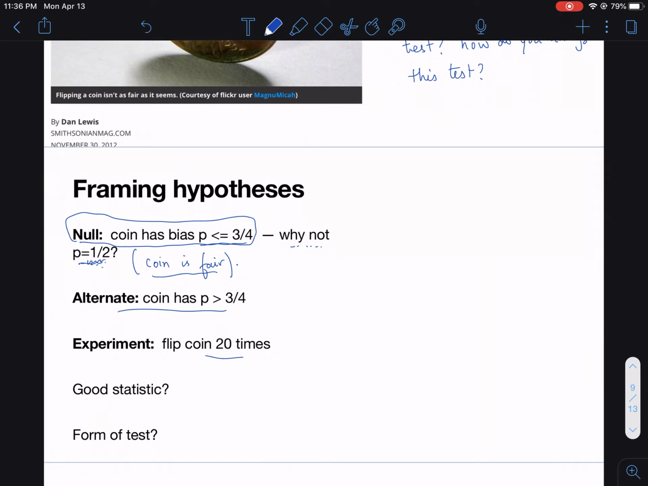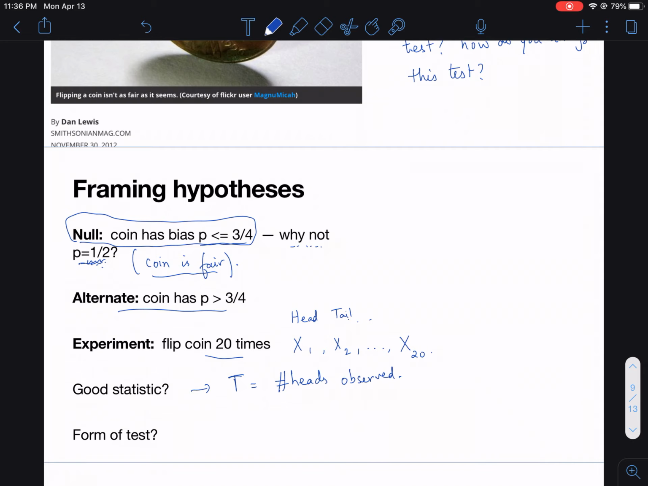What is a good statistic? If you toss a coin 20 times, you will see outcomes x1, x2 up to x20. These are heads or tails; you could call them 1 or 0 if you want. And what is a good statistic? A good statistic, t, not to be confused with tails, is the number of heads observed.